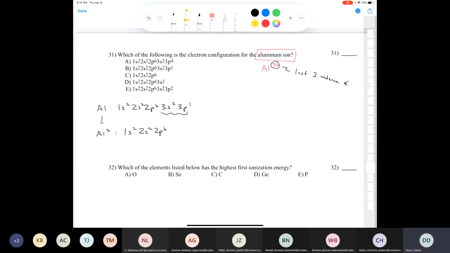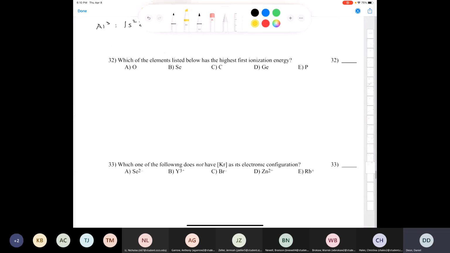And so the answer is C, 1s2, 2s2, 2p6. Number 32, which of the elements below has the highest first ionization energy? Well, if we're looking at the periodic table, and this is just a generic sketch, maybe something like this, roughly.